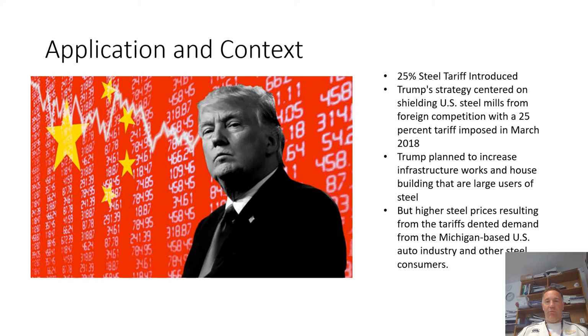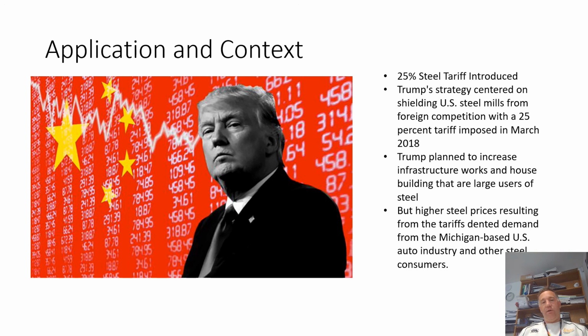Because the higher steel prices resulting from the tariffs dented demand within the auto industry and other steel consumers like the weapons manufacturing industry. And so actually, where Trump on one hand is creating employment within his steel industry, he's taking away, unfortunately, with the other, because the users of steel are finding steel more expensive and therefore just dropping back on their production and not performing so well, and it dents their profitability. And so actually employment within the steel users was being hurt.